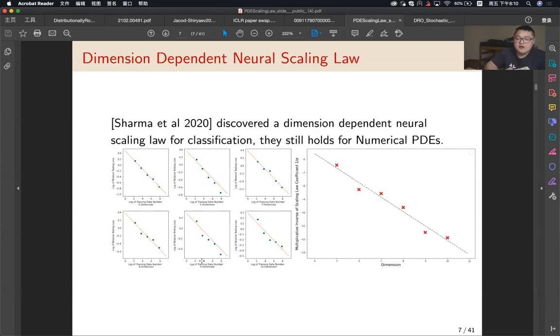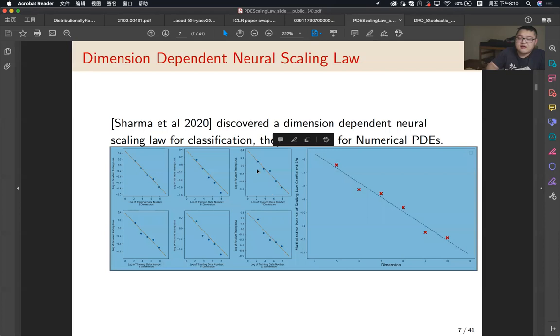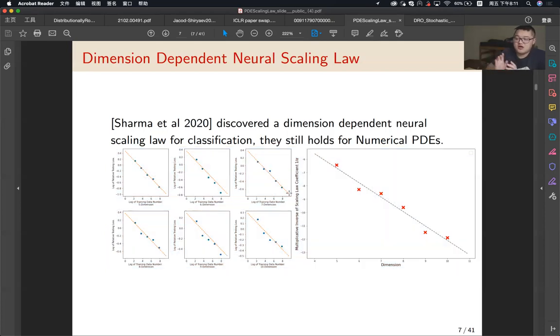Recent work has shown that if you want to train a neural network to solve a classification problem, you will discover a dimension-dependent neural scaling law. What the neural scaling law says is that if you draw figures where the x-axis is the log of the number of training data, and the y-axis is the log of your test loss, then you will get a very beautiful straight line. It says that your log-log curve is actually a straight line. If you estimate the slope of this straight line with respect to different dimensions, like 5 dimensions here, 6 dimensions here, 7 dimensions, and up to 10 dimensions, and you plot the inverse of your slope against the dimension, then you'll get another straight line.